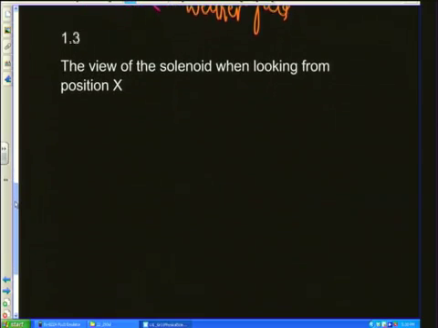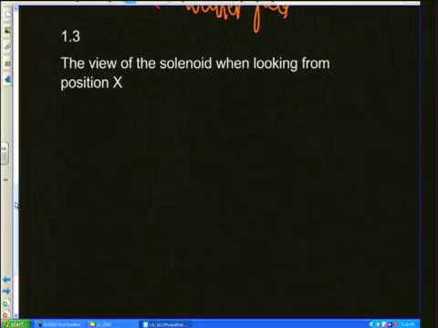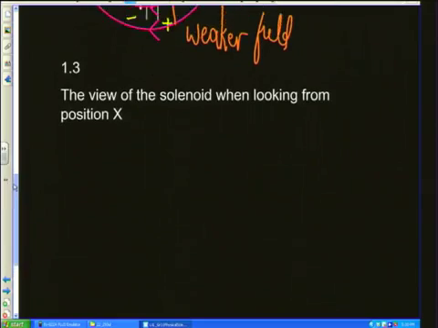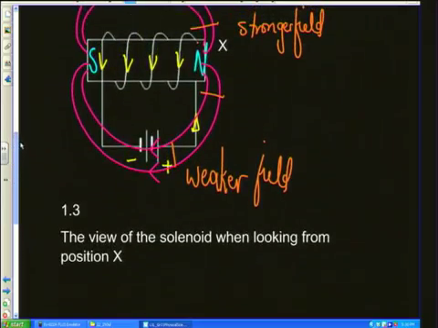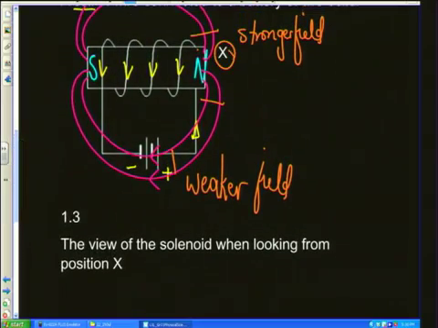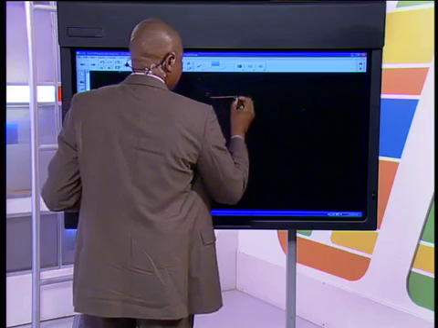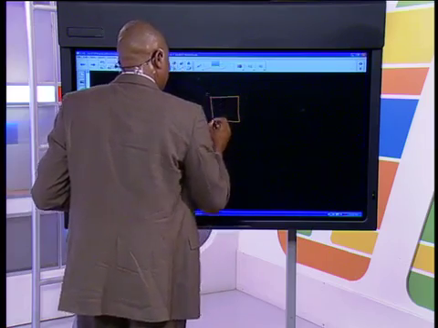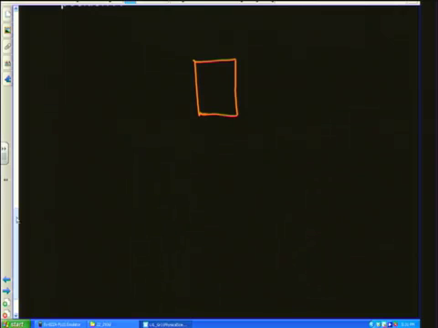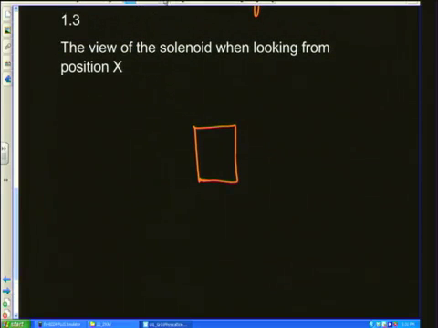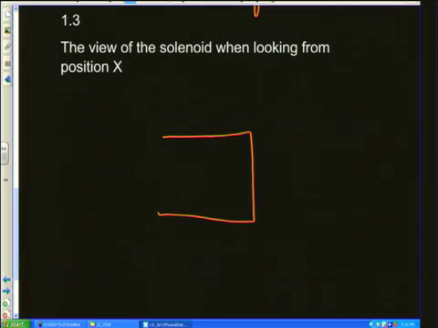1.3. The view of the solenoid when looking from position X. Now, if you look from position X, this is the position X we're talking about. When you look from position X, what you would see is the end of the solenoid. Let me just have a bigger diagram here so that I can show you what I'm talking about. So there is the end of the solenoid.